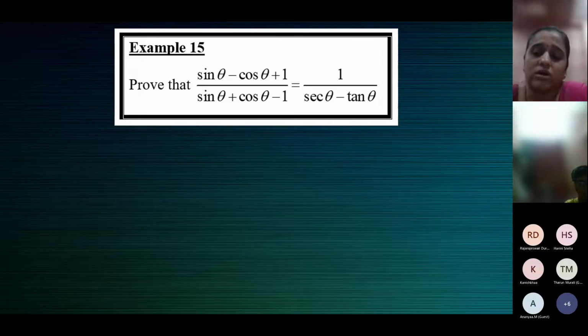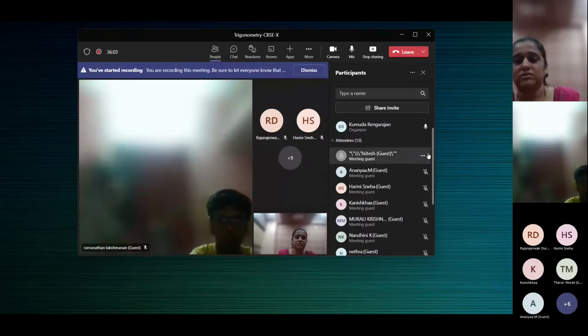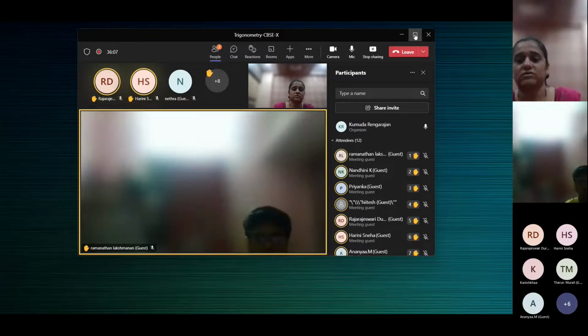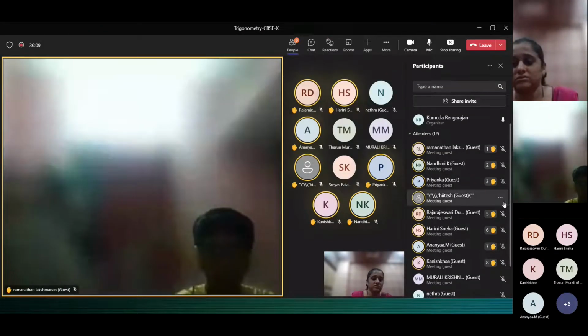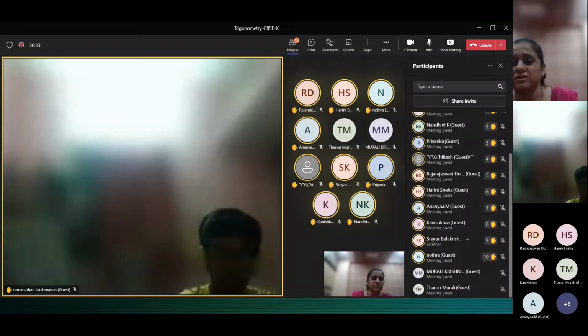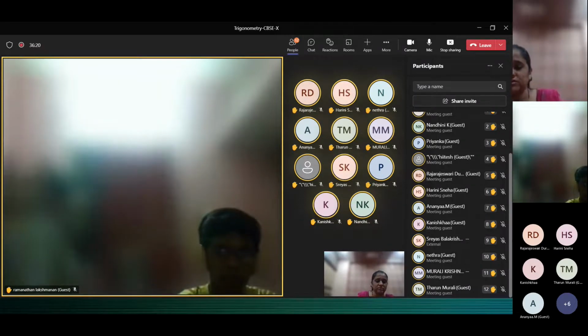Now, are we all listening? Class, use the emoji, raise your hand. Ramnathan, Nandini, Priyanka, Hitesh, Rajeshwari, Harini, Sneha, Ananya, Kanishka, Shreyas, Netra, Murli Krishna, Taran Murli. Very good, students.